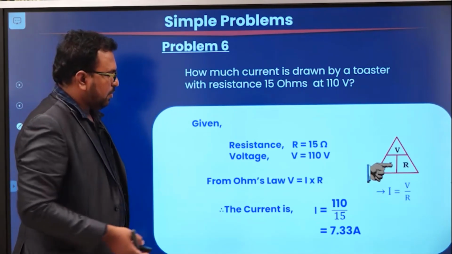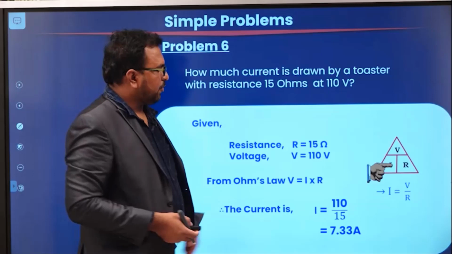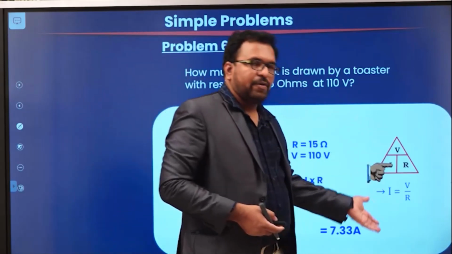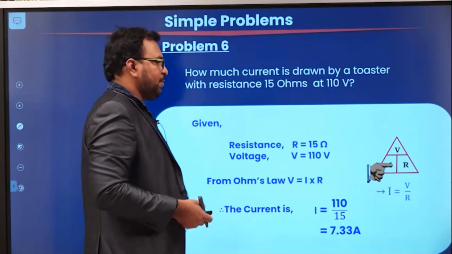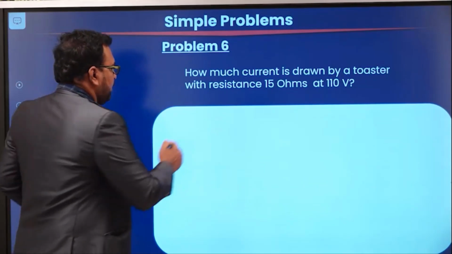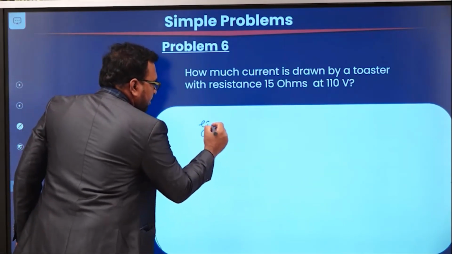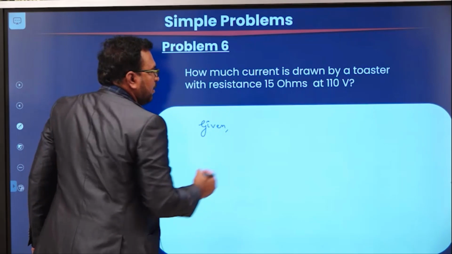Okay. So similar to the previous problem, we are going to cover the unknown quantity and solve for it from the Ohm's law chart. Okay, so let's do this. What is the given data?